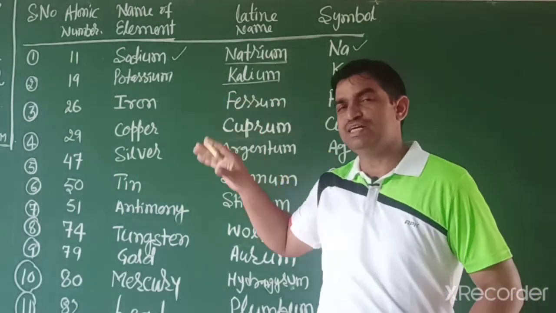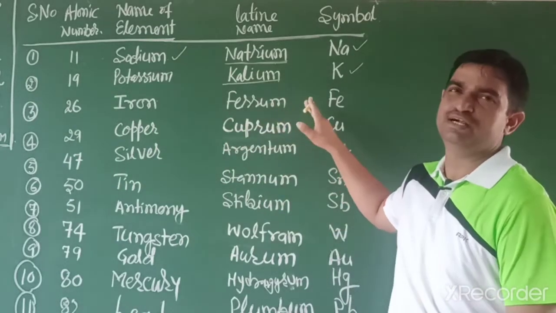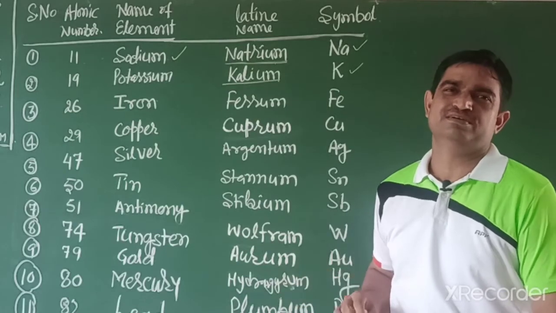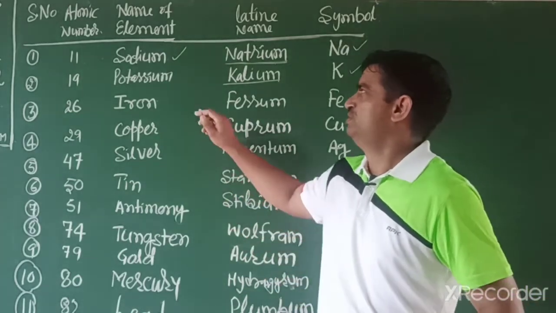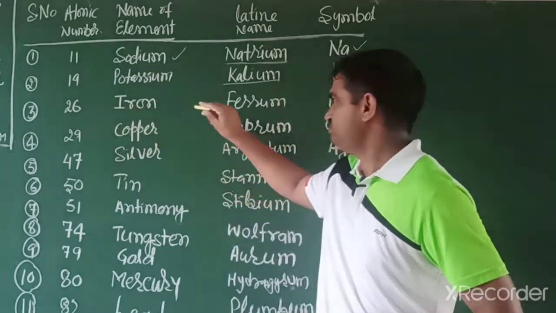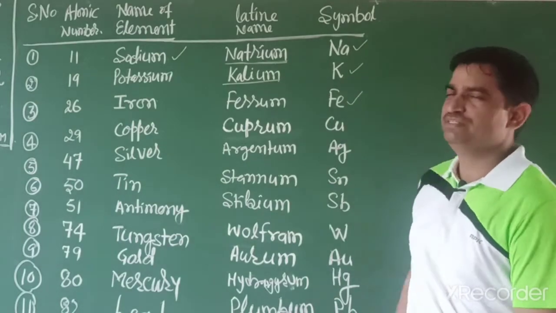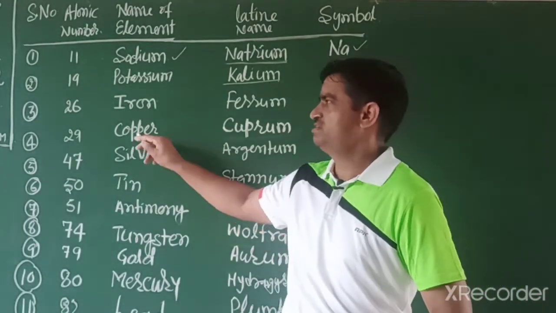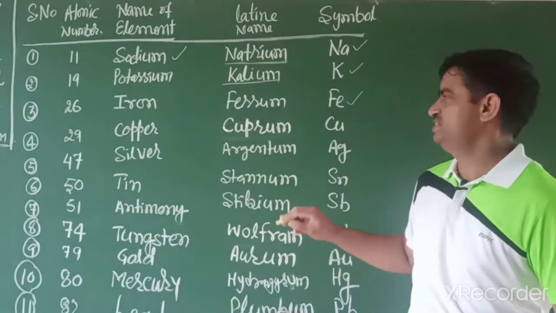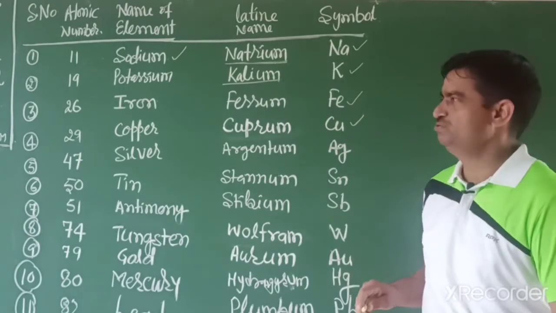So students, write in your notebook all the elements with the atomic number, Latin name and symbol. It is very important when you write the chemical formula of a compound. The other element is iron. Iron's atomic number is 26, its Latin name is ferrum, and the symbol is Fe. The other element is copper, atomic number 29, its Latin name is cuprum, and the symbol is Cu.